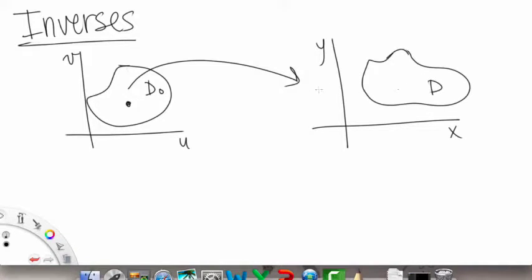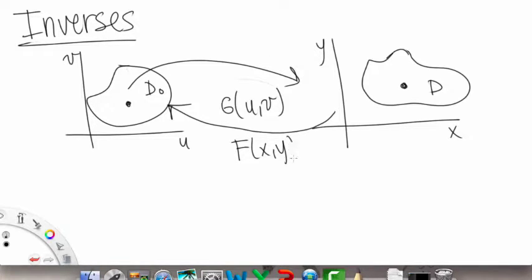Okay, so this is D. And g is doing that for us. So g takes us this way, u, v. But now, let's say we have another function which allows us to go backwards, take points from the xy plane and send them into the uv plane. And let's say that one is called f, and this will be f of xy, right?